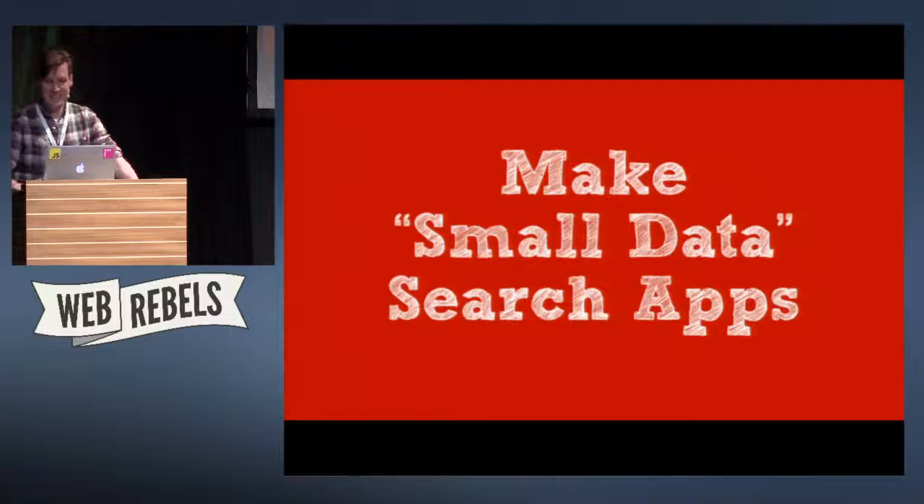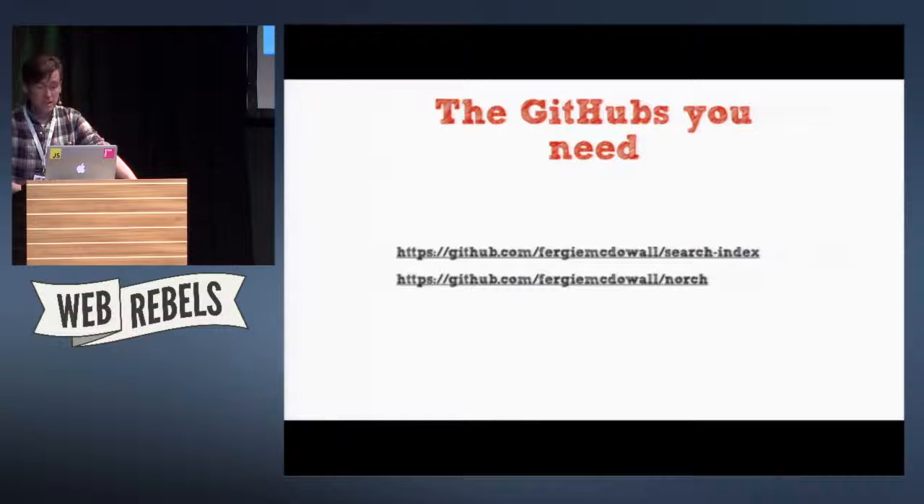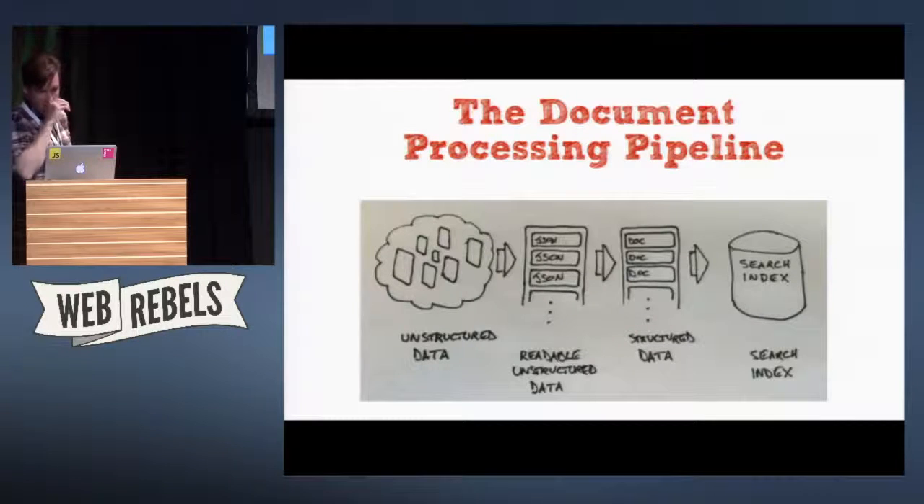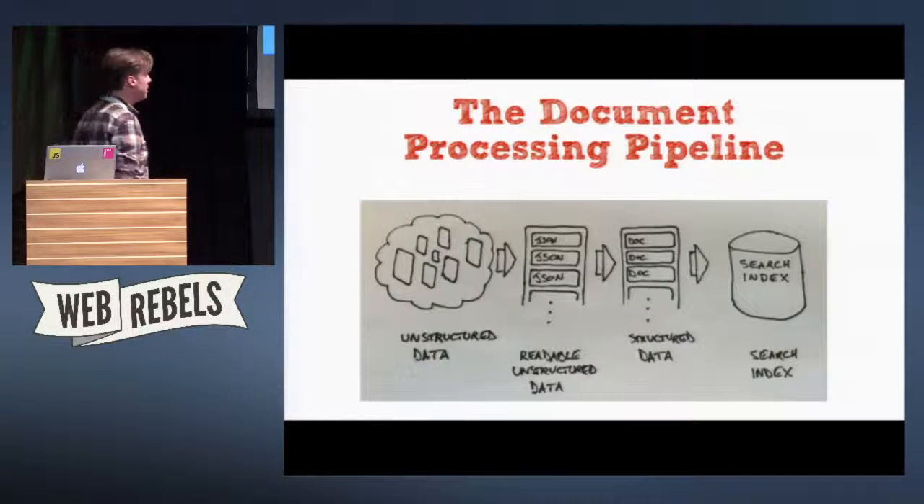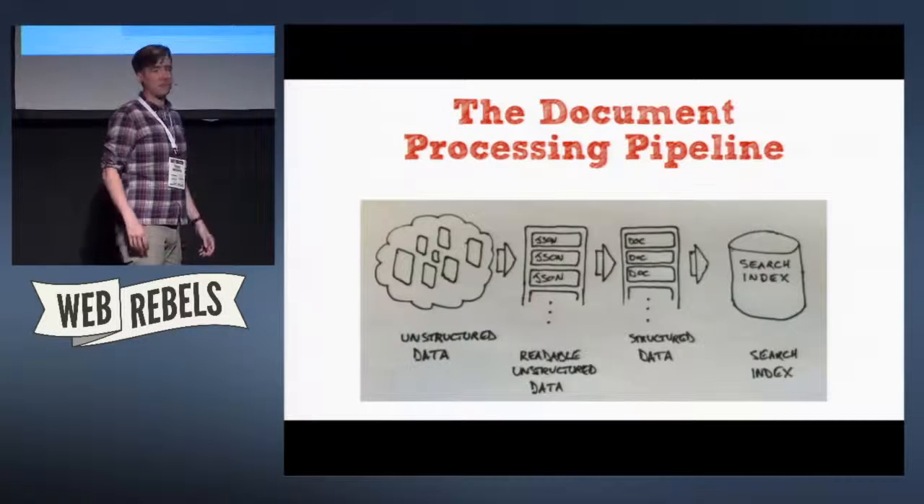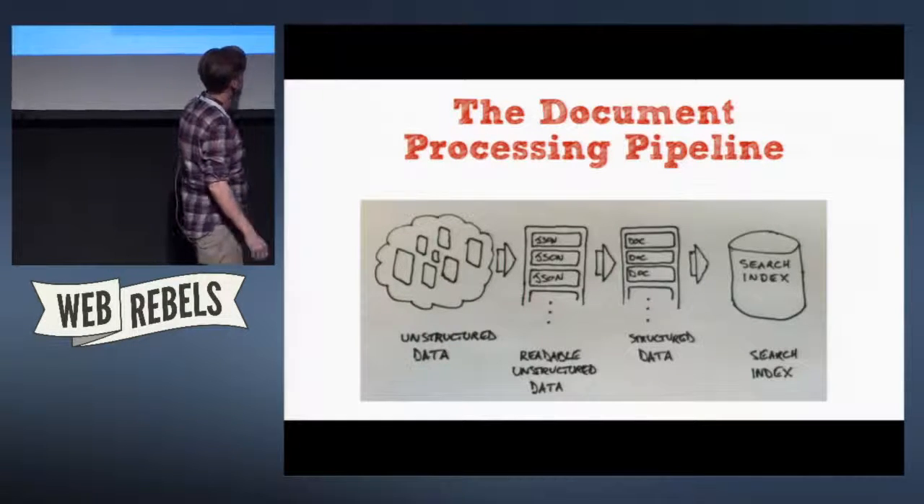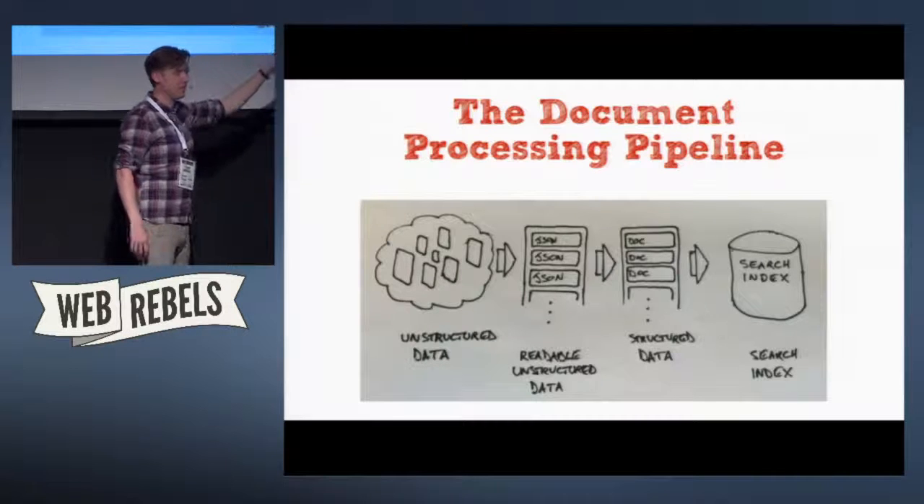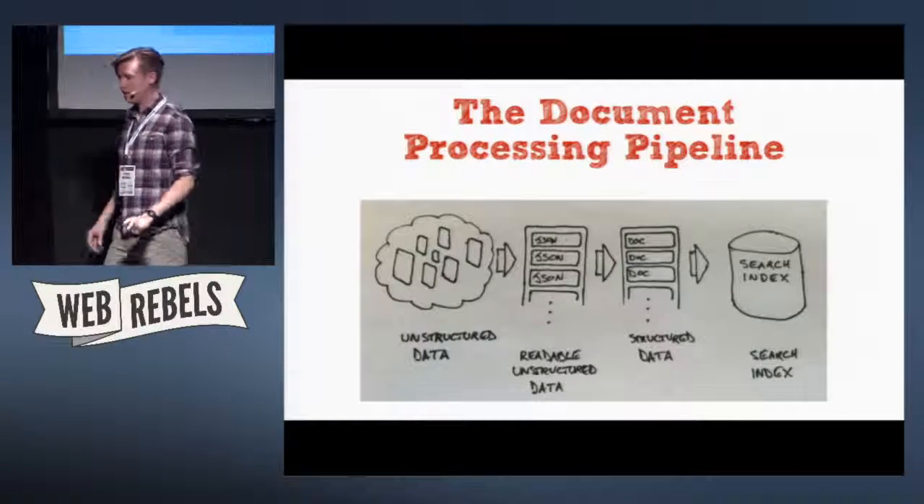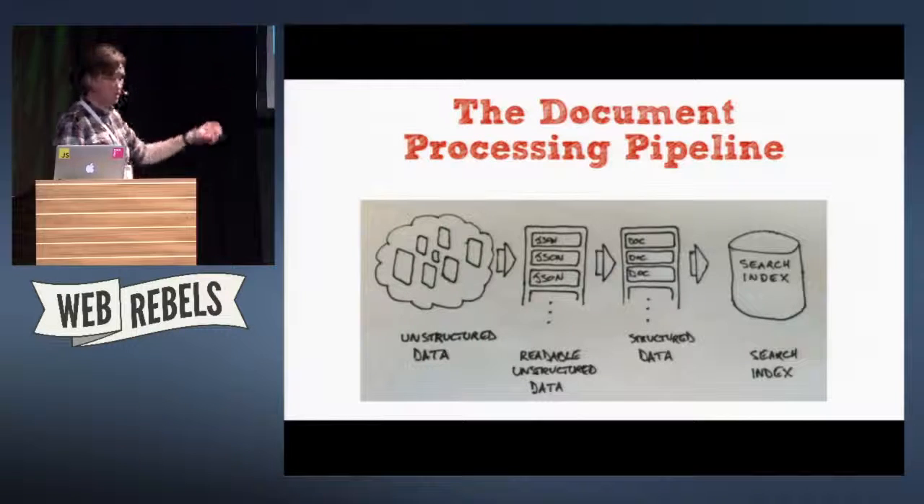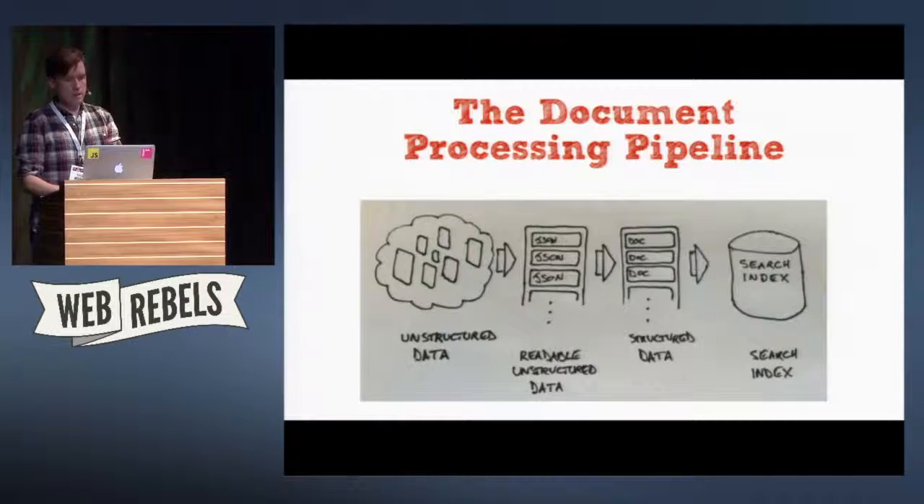So these are the GitHubs that you need for making small data search apps. This is Search Index and Norch. And this is what you're going to have to do with your data. You're probably going to have some sort of unstructured data, which can be in any format, like Word documents, a database, anything. Then you need to convert it into some sort of JSON format. Then you need to make the JSON into some sort of format that your search engine understands. And then you can index it.